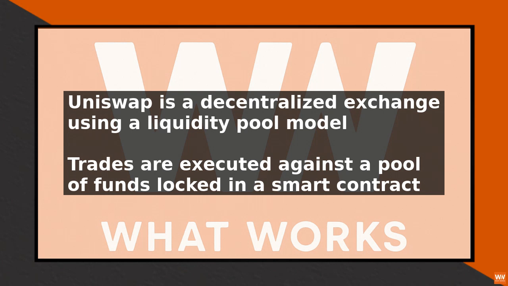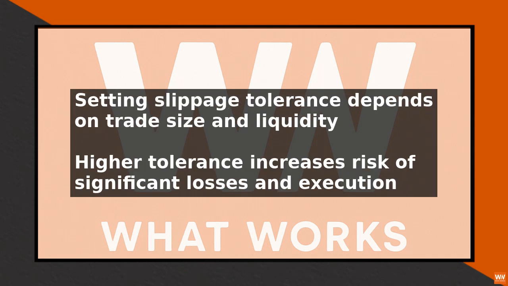As a general rule, a slippage tolerance of 0.5 to 1% is considered reasonable for small trades. However, for larger trades, you may need to set a higher slippage tolerance to ensure that your trade is executed. It is also essential to monitor the liquidity of the asset and adjust your slippage tolerance accordingly.